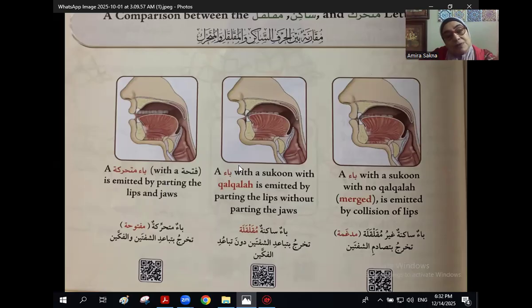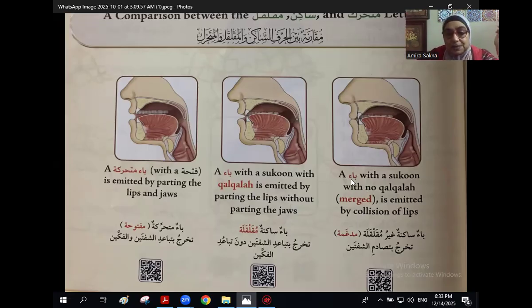While when I pronounce the ba with the sukun and the qalqala, it is emitted by parting the lips only, without parting the jaws or circling the lips forward. Because when I pronounce any letter sakin with a qalqala, it will be emitted by parting the two components without any hint of any haraka. So ba with a qalqala and sukun is emitted by parting the lips without parting the jaws. This is what we just explained.